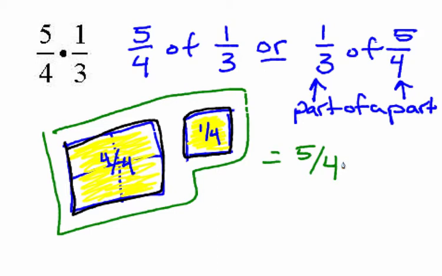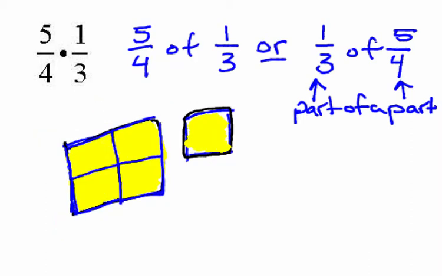So I'm going to take each fourth and split it into thirds. I know that this is evenly divisible by 3. So I'm going to take each of these 5/4. Remember, each one yellow block is a fourth, and I'm going to take each of them and split them into thirds. So I'm going to put 2 lines down each to split them into thirds.